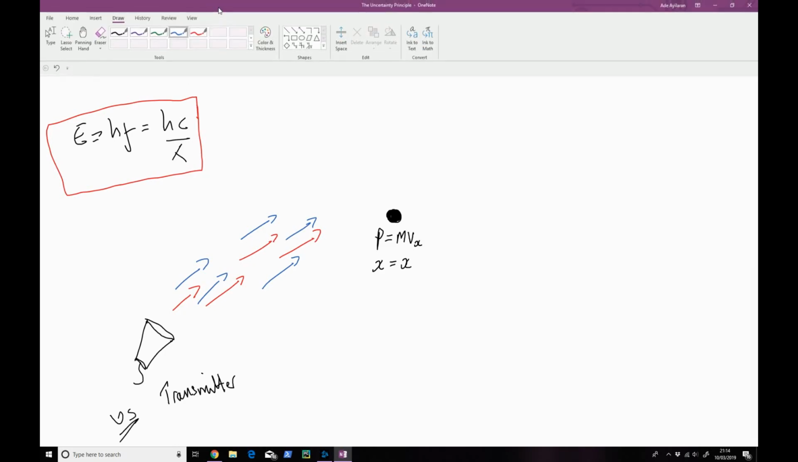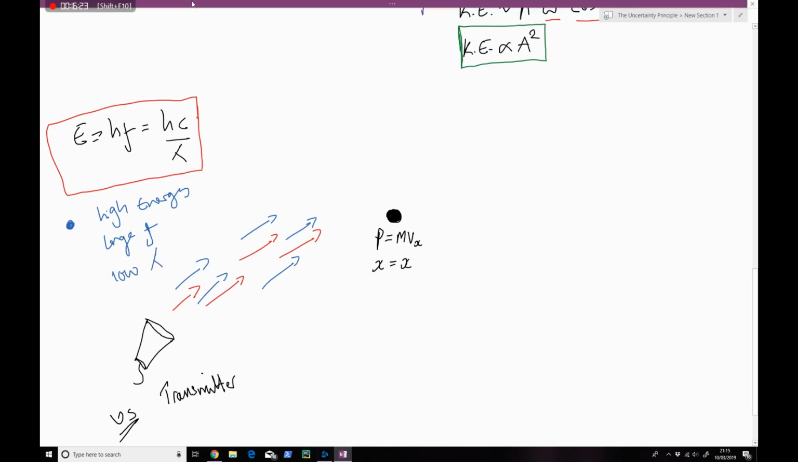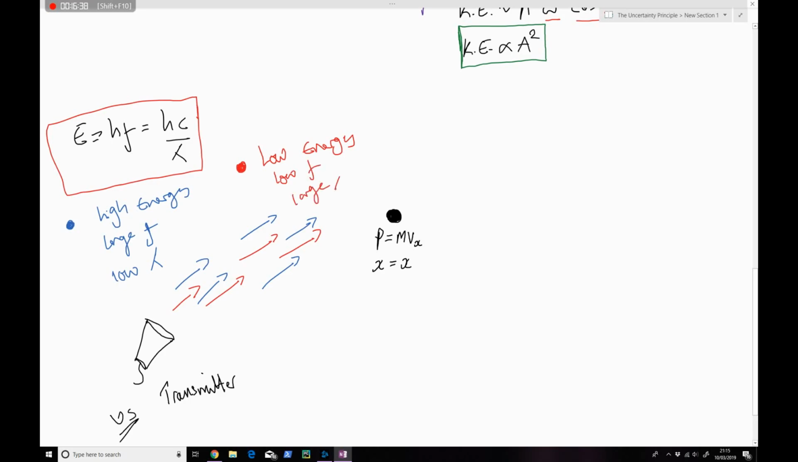Okay, so one last thing is that blue photons have high energy. They're highly energetic, so large f and low wavelength, whereas the red photons are lower energy and we have low f and large wavelengths.